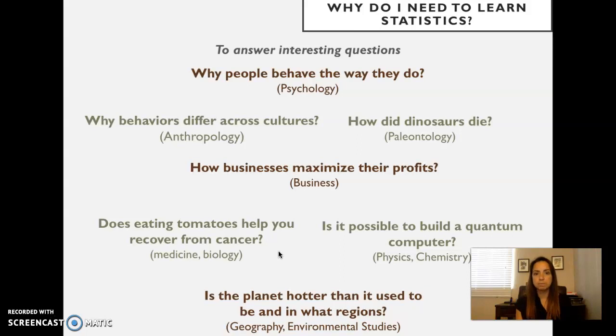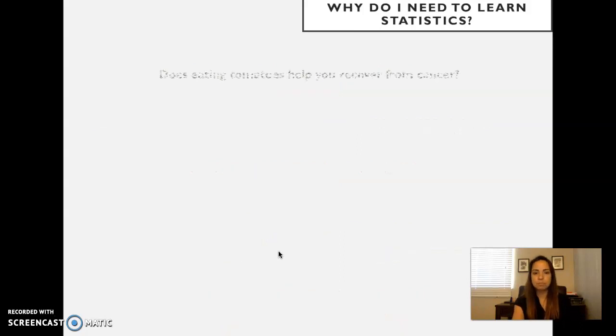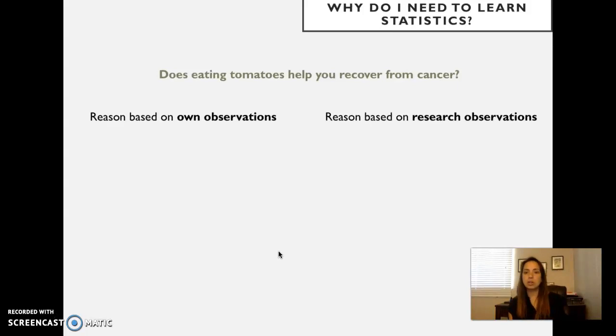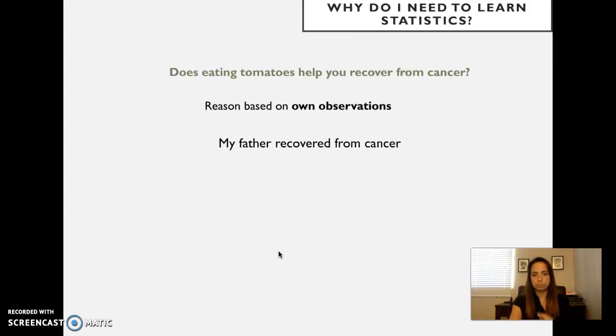various areas. I'll pick one of these questions today to actually try to exemplify to you what is the process and when stats become useful and why. Does eating tomatoes help you recover from cancer? Well, if you're interested in this question, to answer it, you may reason based on your own observations, or you may reason based on research observations. Let's start with the first one.